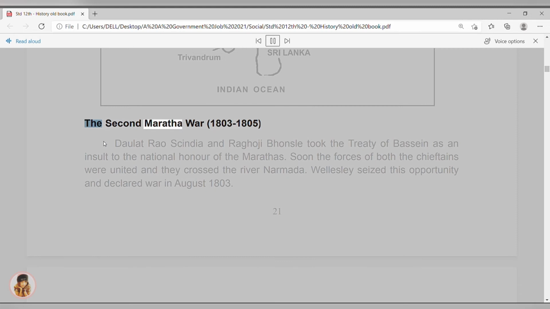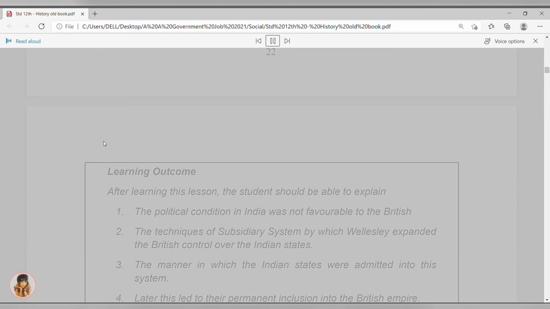The Second Maratha War, 1803 to 1805. Daulat Rao Scindia and Raghoji Bhosle took the Treaty of Bassein as an insult to the national honor of the Marathas. Soon the forces of both the chieftains were united and they crossed the river Narmada. Wellesley seized this opportunity and declared war in August 1803.